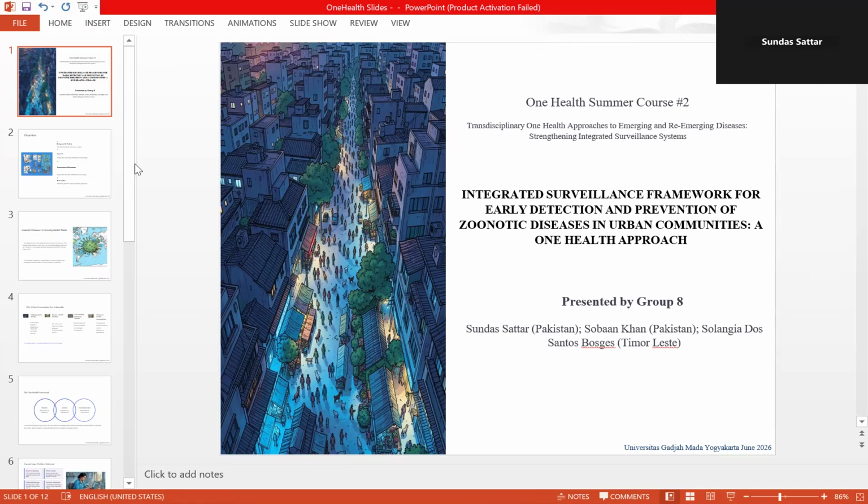Today I am presenting our research proposal. The title is Integrated Surveillance Framework for Early Detection and Prevention of Zoonotic Diseases in Urban Communities, a One Health Approach. In this study, we focus on improving early detection and prevention of zoonotic diseases in urban areas through a One Health approach, which connects human, animal, and environmental health.